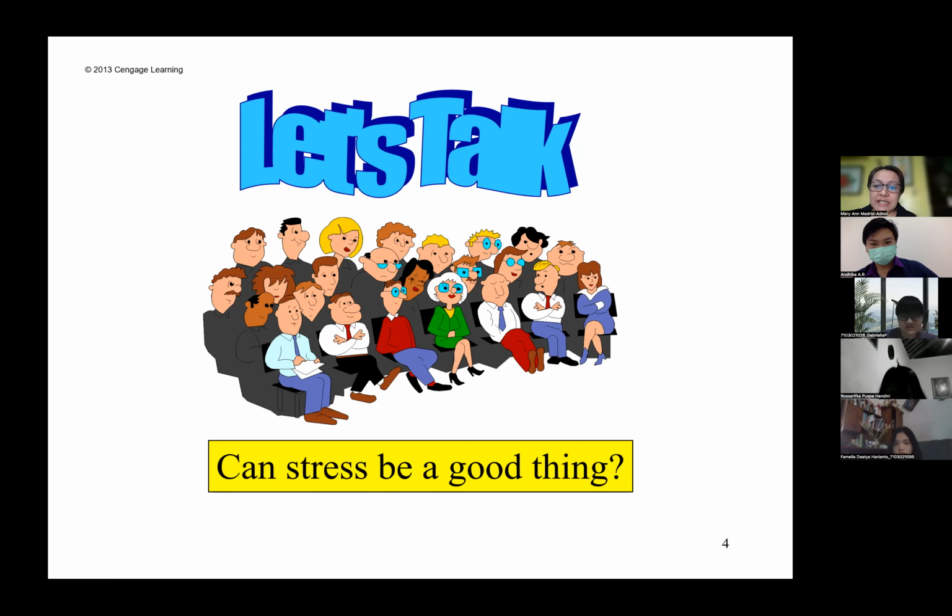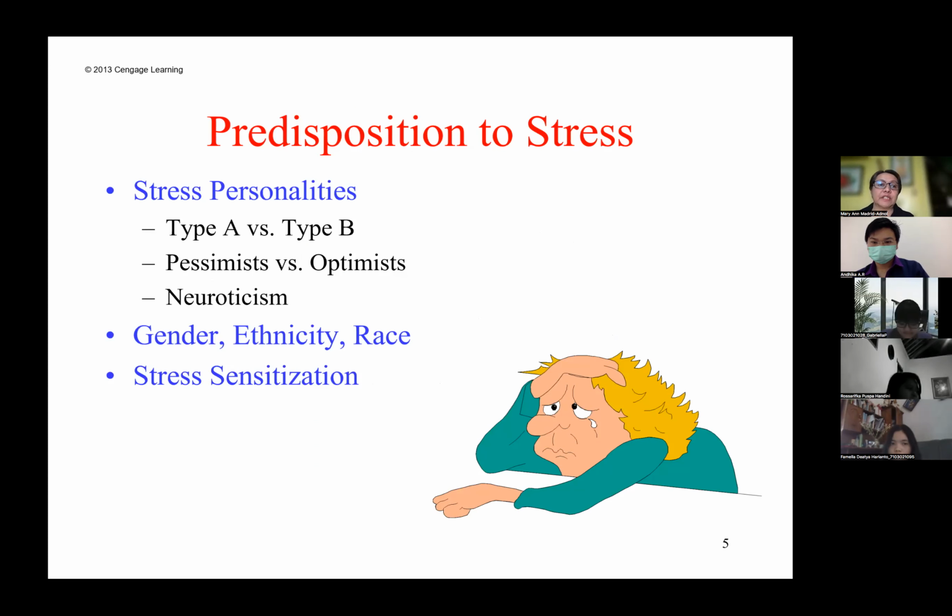Okay. Any other thoughts from other classmates aside from Gabriela? Can stress be a good thing? Okay. No more so far? All right. So, we reiterate, yes, stress can be a good thing because it affects the motivation of the person. If motivation is affected, commitment to do the job will also be affected and the person will become more productive.